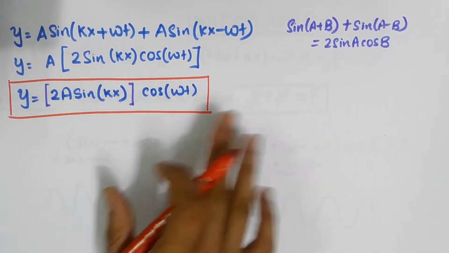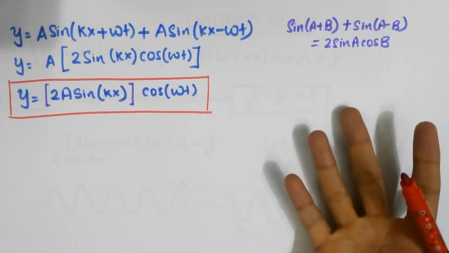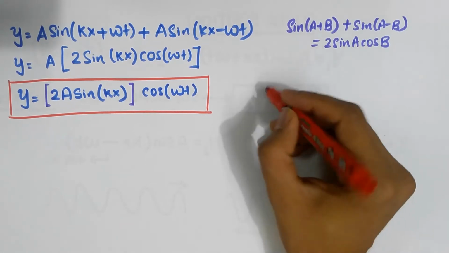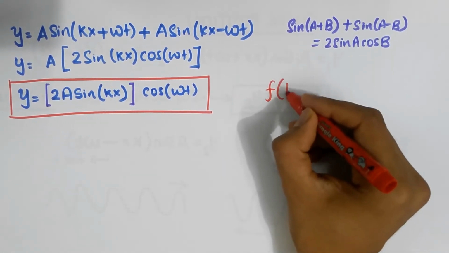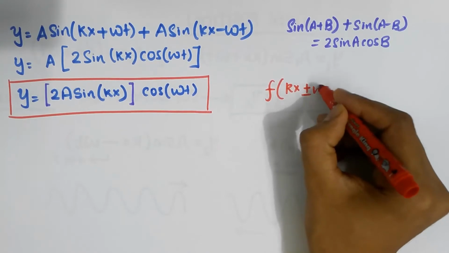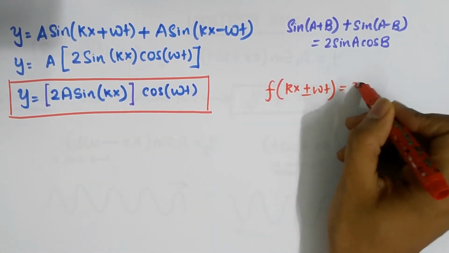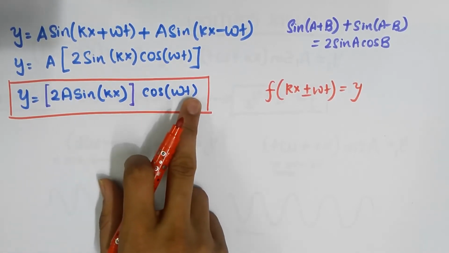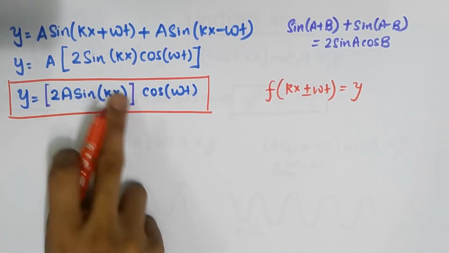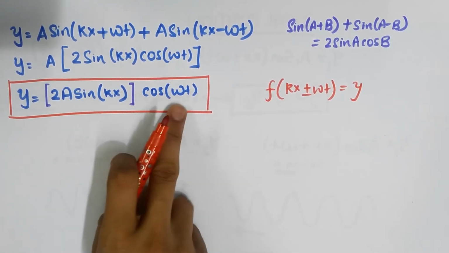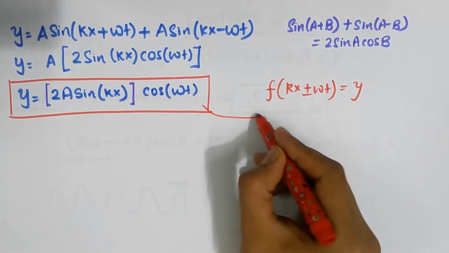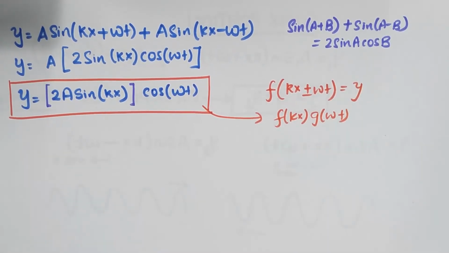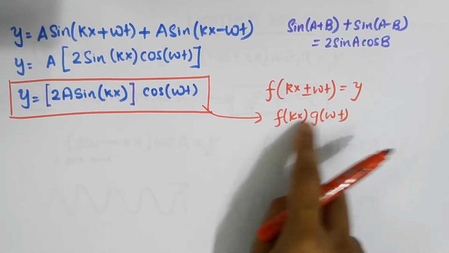Notice it looks nothing like a traveling wave. You know why? Because a traveling wave should have the equation of the form which we have seen before. It should be some function of kx plus or minus omega t. That's what a traveling wave looks like. This is not a function of kx plus or minus omega t. You have a kx inside a sine function and you have an omega t inside a cos function. So this is of the form f of kx times g of omega t. Okay, because you have two different functions within which we have kx and omega t.